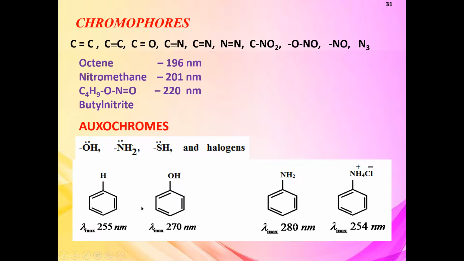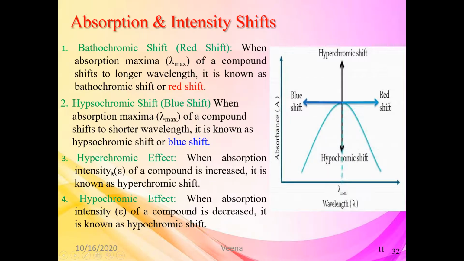So here I give you an example. In case of aniline, it is 280 nanometers, but the addition of hydrochloride will lower the lambda max value. So this is a hypsochromic shift, but here it is a bathochromic shift. That is, the addition of OH will increase the lambda max value. Then hyperchromic shift. So along with the bathochromic shift, sometimes there is an increase in the peak height or the epsilon value. This effect is called the hyperchromic effect.